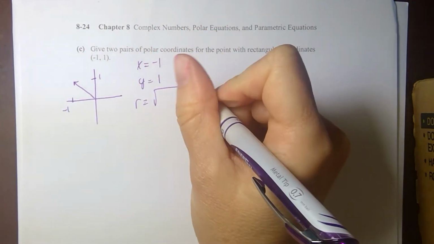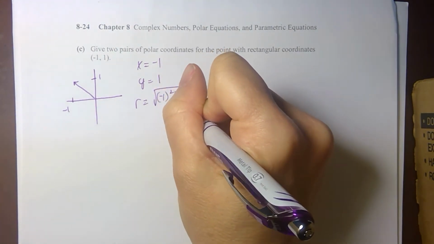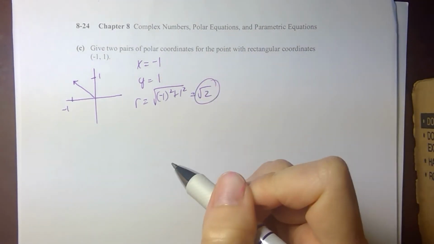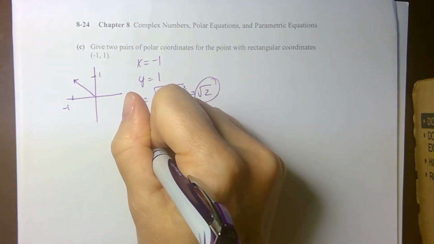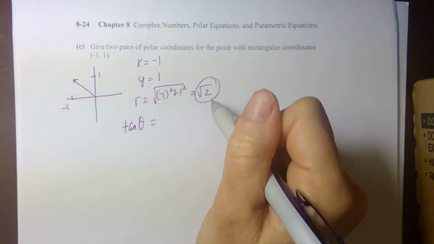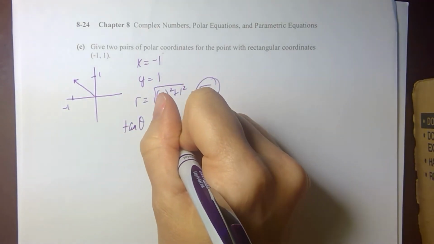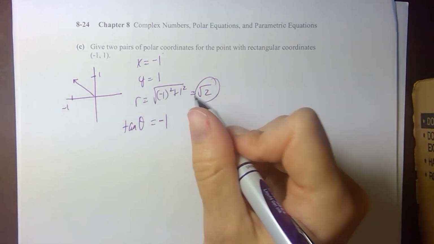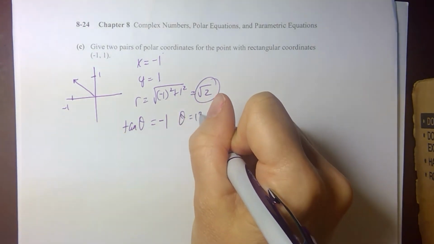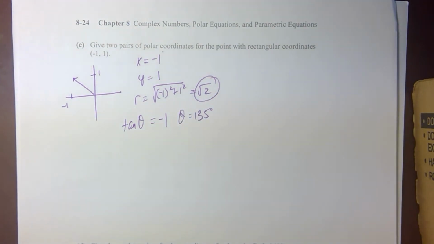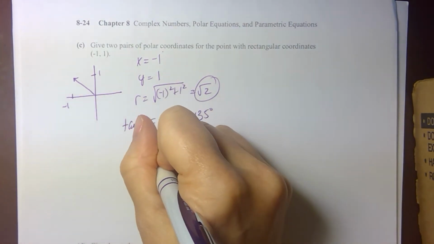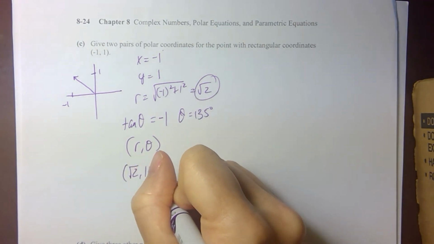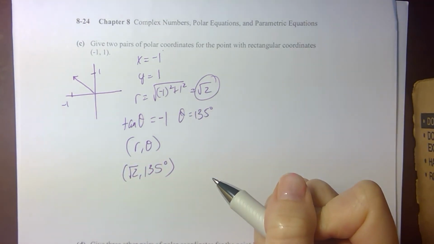I need to know what r is. Square root of negative 1 squared plus 1 squared is square root 2. R is square root 2. Well, what angle in quadrant 2 is going to have a tangent function value of y over x of negative 1? My angle in quadrant 2 that has a tangent function value of negative 1 is 135 degrees. So r and theta, that gives me my polar coordinate, r, theta. So the most simple polar coordinate pair is going to be square root 2, 135 degrees.